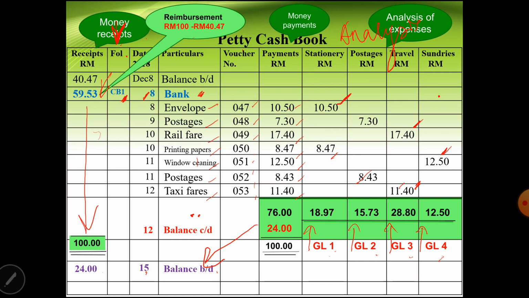我的这个走位了。Okay, and after that, the very last part is actually you top up the money again because you're going to start off a brand new week. So that happens on the 15th also. So you write bank and in the folio you put CB1, cash book 1. How you get 76 is actually 100 minus 24 ringgit, that is 76. So this is how you do it from the beginning until the end.